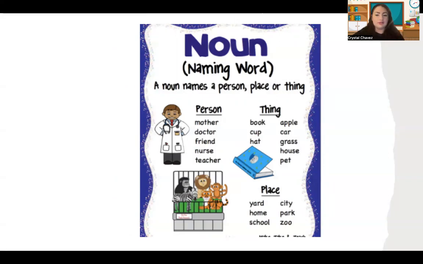It could be a doctor, a friend, a book, a hat, the zoo, the school, any place, anything, and any person is a noun, okay? That's usually what's going to be in your sentence, right? My cat is little. What's the noun? Cat. What are we talking about? Cat, okay?